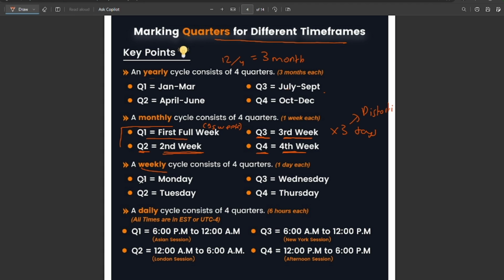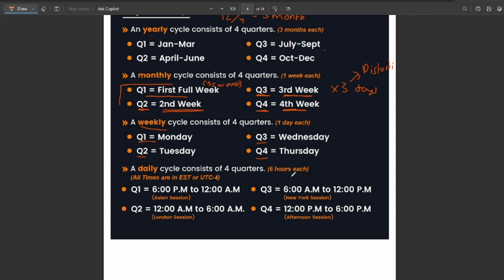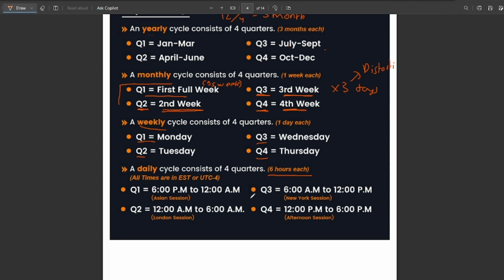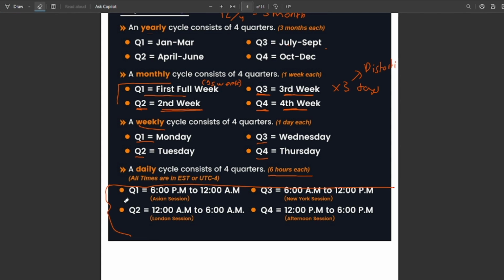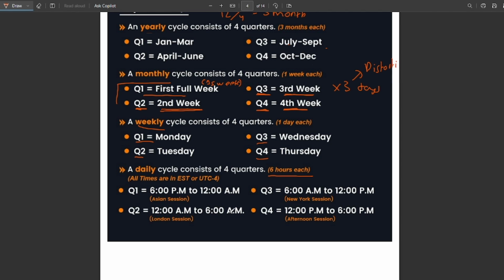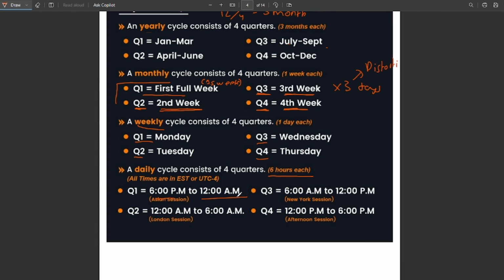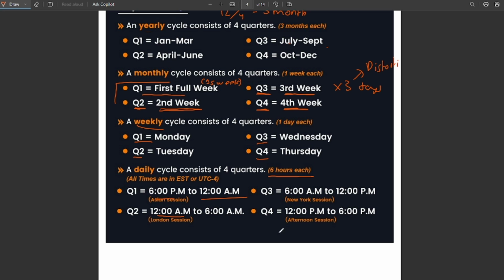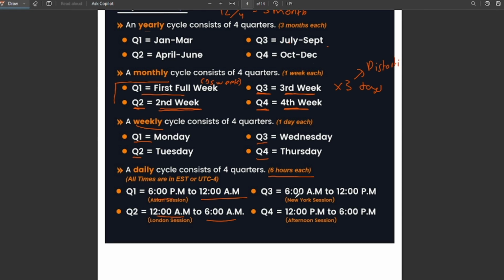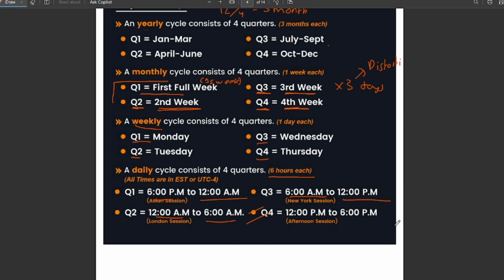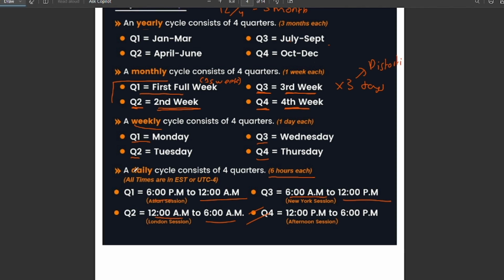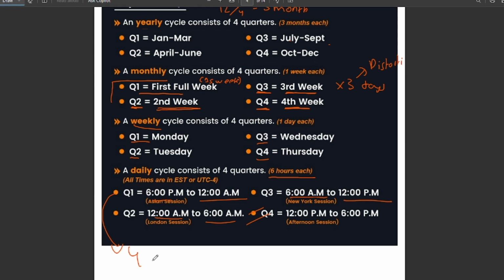For the weekly chart, your Q1 would be Monday, your Q2 Tuesday, your Q3 Wednesday, and your Q4 Thursday. For the daily cycle, we have quarters of 6 hours each, and all these times are in EST or UTC-4. So the first quarter, or the Asian session, will be from 6 p.m. to 12 a.m. EST. The second quarter will be from 12 a.m. to 6 a.m. EST. The third quarter will be from 6 a.m. to 12 p.m. EST, and the fourth quarter will be from 12 p.m. to 6 p.m. EST. Now let's break each of these sessions into 4 quarters.